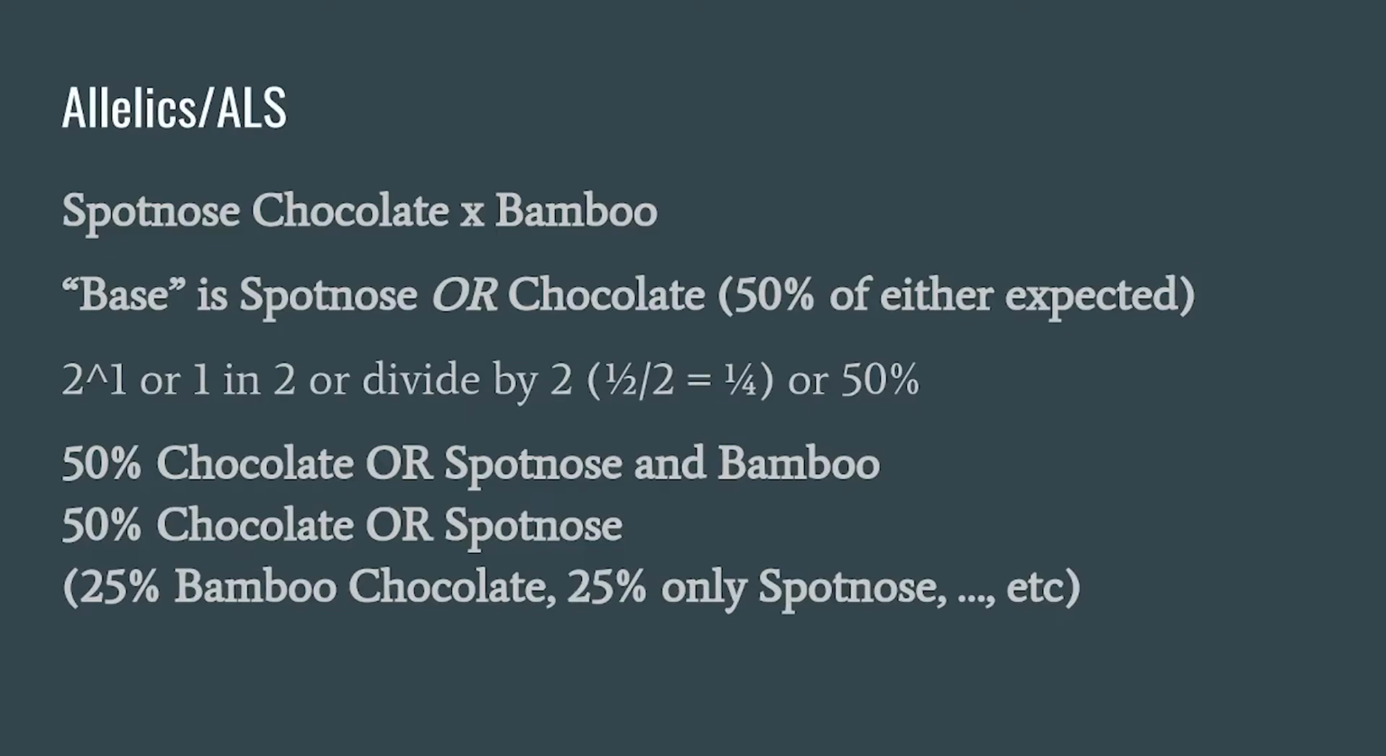If you want to break that down even further, you can say that the probability is 25% bamboo chocolate, the other 25%, and you can break it all the way down to 25% if you want to. But again, this is to show you how to do it on your fingers. If you're doing it on your fingers, you can just put chocolate and spot nose to the side and assume 50% of those will be one or the other.